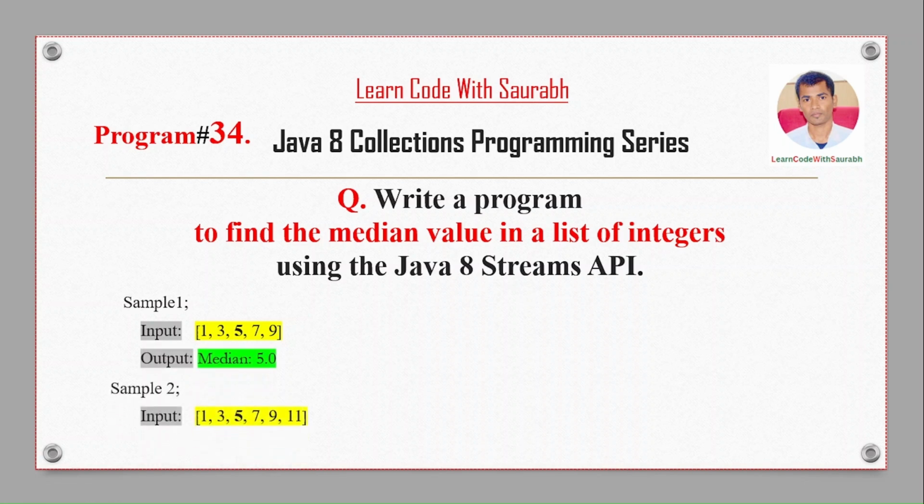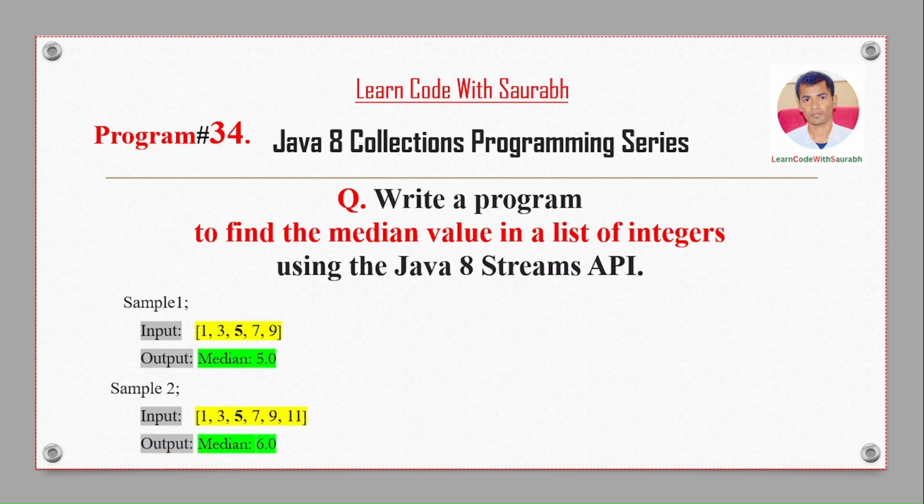And for the second simple input, the total number is 6. If you add 1 plus 3 is 4, plus 5 is 9, plus 7 is 16, plus 9 is 25, plus 11 is 36, divided by 6, we will get the output of 6.